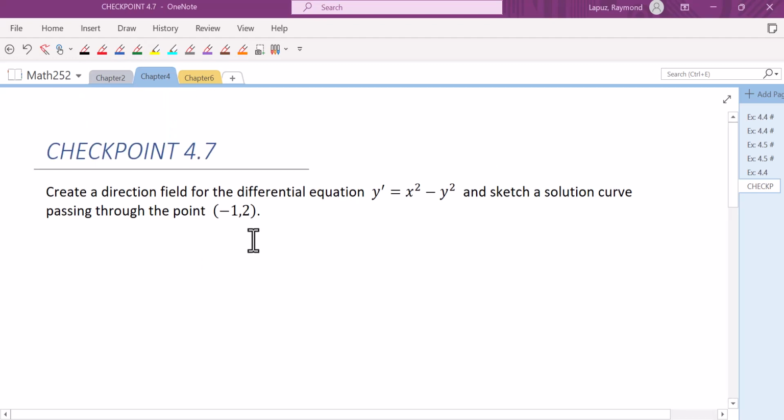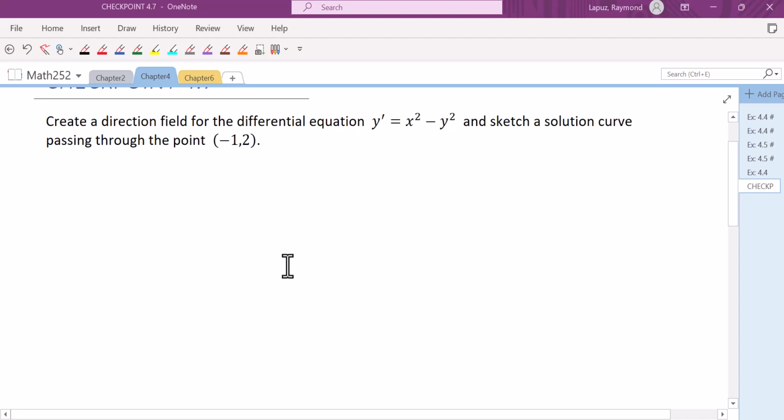My name is Lapuz. In this video we will take a look at checkpoint 4.7, and here they're asking us to create a direction field for the differential equation y prime is equal to x squared minus y squared, and sketch a solution passing through the point -1, 2.